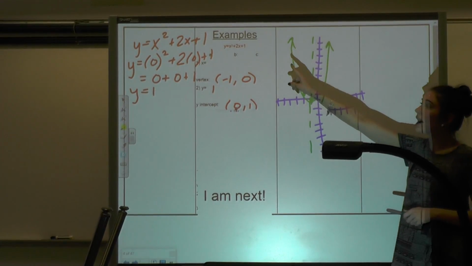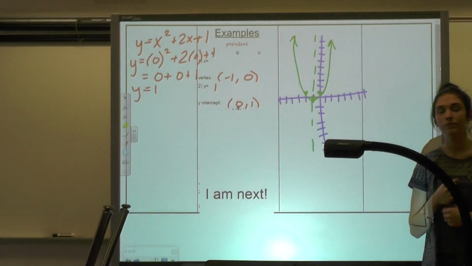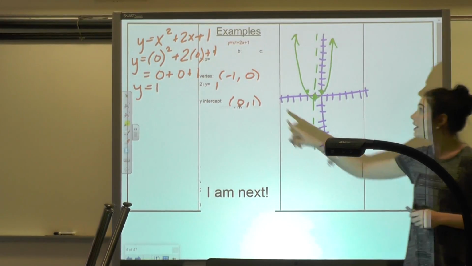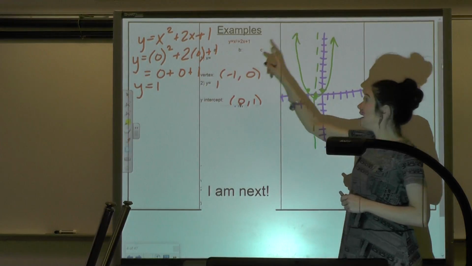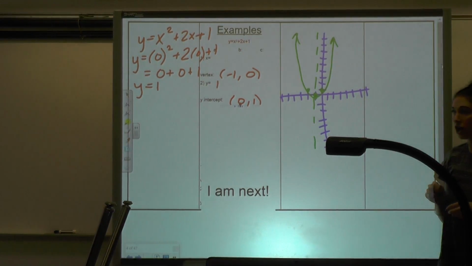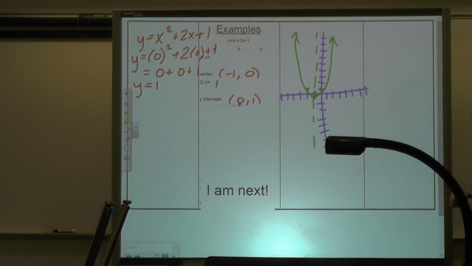So was your A positive or negative for this example? Positive, because it was a positive 1. Is this a happy face? Yeah. Alright, then we graphed it right.